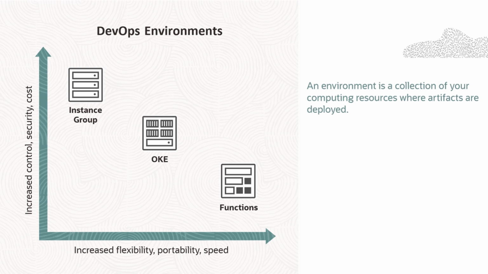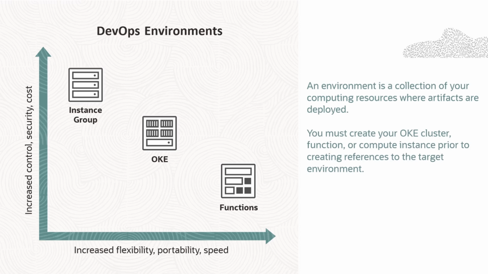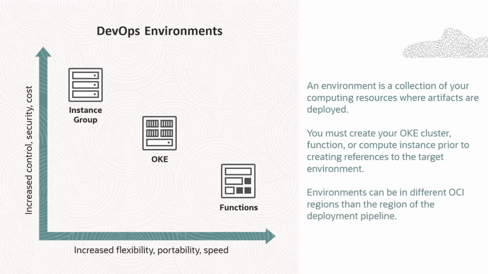Different target runtime environments supported in OCI include group of compute instances running Oracle Linux and CentOS, Oracle Container Engine for Kubernetes, and function applications. Before you create references to a target environment, you must first create a target environment if it doesn't already exist in the OCI console. Environment can be created in different OCI region than the region of the deployment pipeline. This allows developers to extend their deployment to multiple OCI regions.